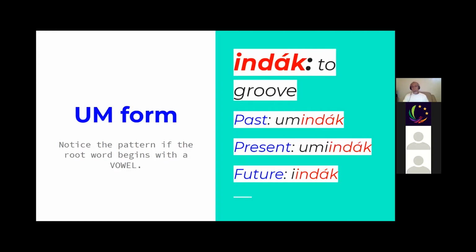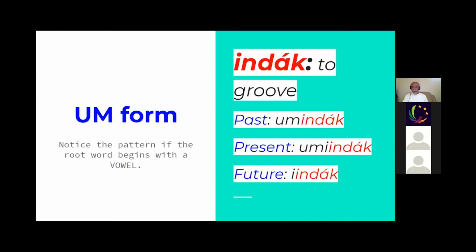So the next word is "to groove." Go ahead, Sophie. Read the root word. Indak. Indak. Very good. To groove. Go ahead and read the conjugated parts. Umindak, umiindak, iindak. Very good. Yes.